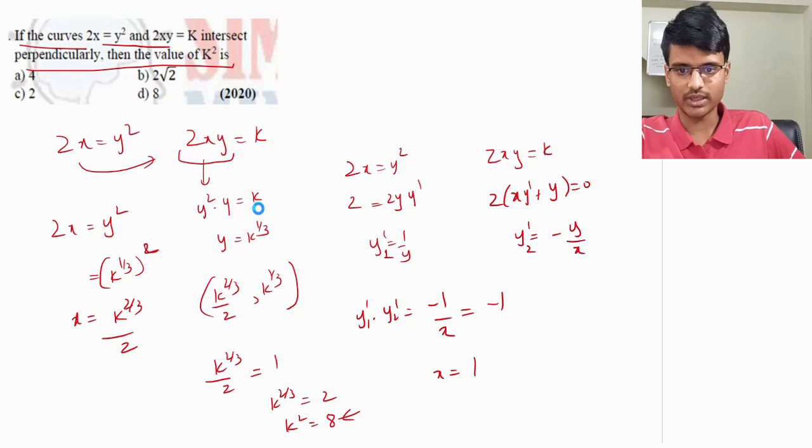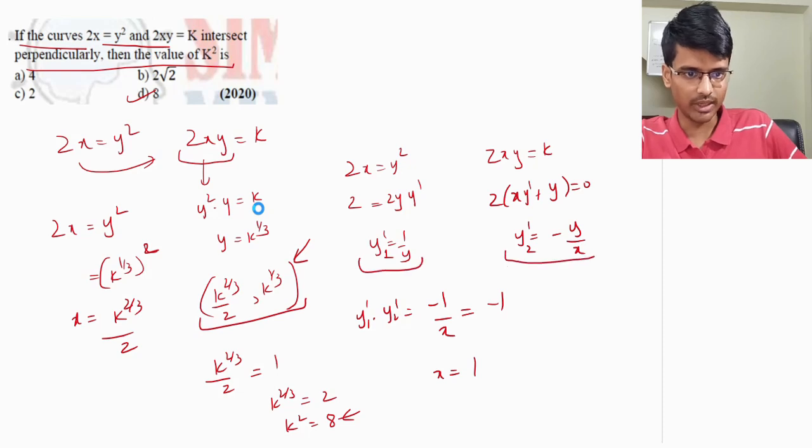Okay, so this is what they are asking us. So the correct answer is option D. They are asking us k square. So what did we do here? First, we found out the point of intersection. This is the point of intersection. Then we found out the slope for both the equations, both the curves.